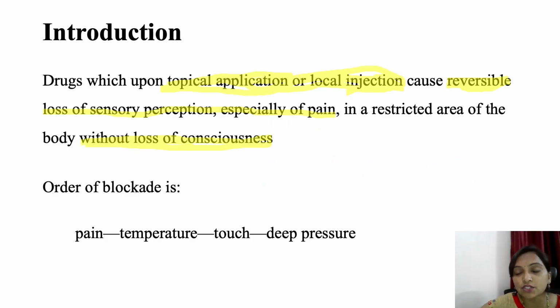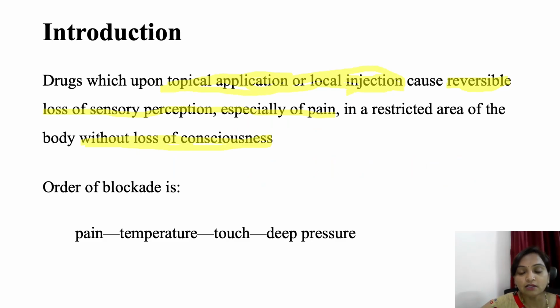So these are drugs which are topically applied or injected locally. They produce reversible loss of sensory perception, mainly pain, and they anesthetize the restricted area without loss of consciousness. So this is the definition of local anesthetics. And the order of blockage, this is also a very important term.